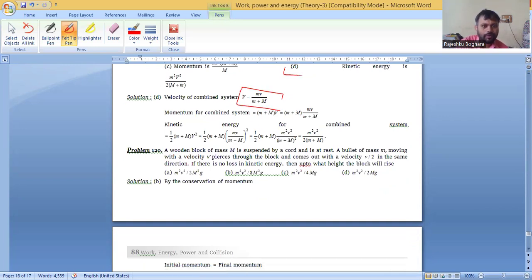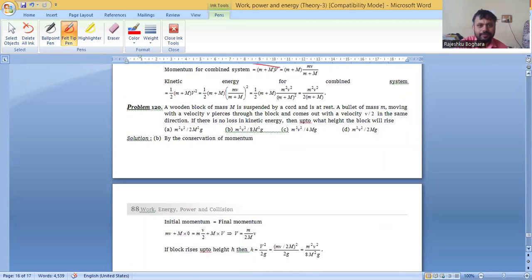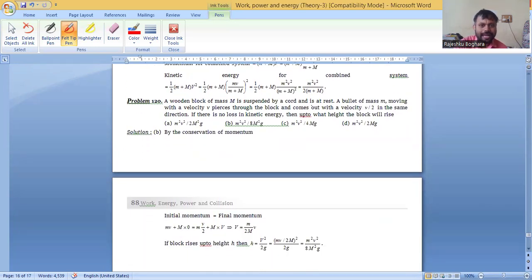A wooden block of mass M is suspended by a cord and is at rest. A bullet of mass m moving with velocity v passes through the block and comes out with velocity v by 2 in the same direction. If there is no loss in the kinetic energy, then up to what height will the block rise?